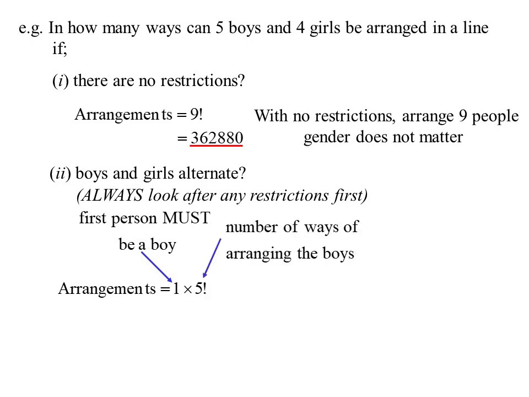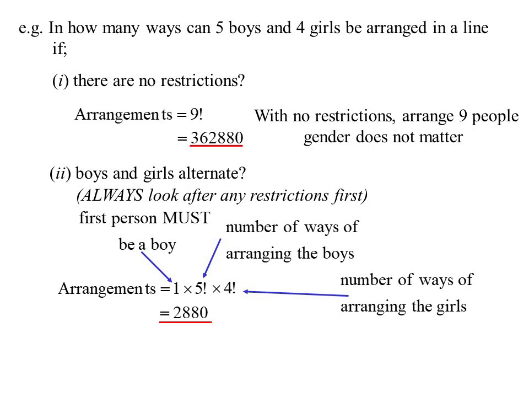Now, I'll grab the boys. All right, you 5, go line up. There are 5 factorial ways of doing that. Now, I just go over to the girls. Girls, arrange yourselves, but just slot yourselves in between the guys, will you? Again, it doesn't matter. It's like the dice. It didn't matter whether I did it all at once or one at a time. We get the same answer. 1 times 5 factorial times 4 factorial, 2880.